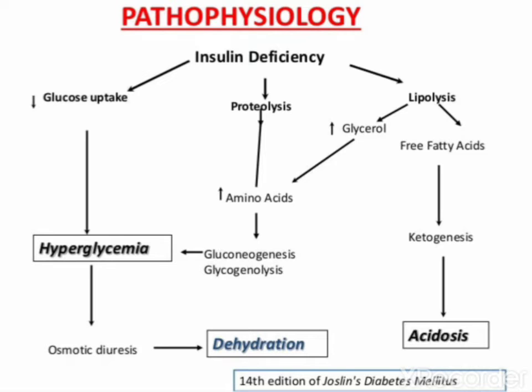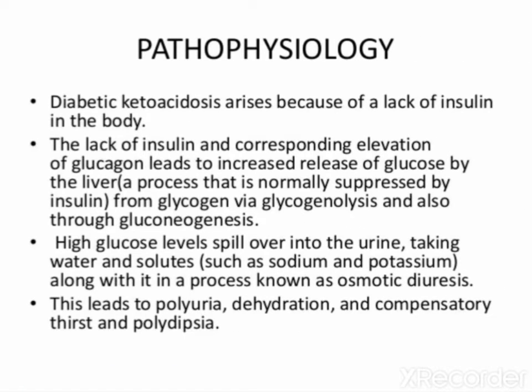Insulin deficiency also leads to lipolysis, that is fat breakdown. Fat breakdown can lead to increase in glycerol production in the body and free fatty acid release into the bloodstream. These free fatty acids lead to ketogenesis, ultimately leading to a state of acidosis in the body. So this is the pathophysiology of diabetic ketoacidosis. It arises because of lack of insulin in the body.